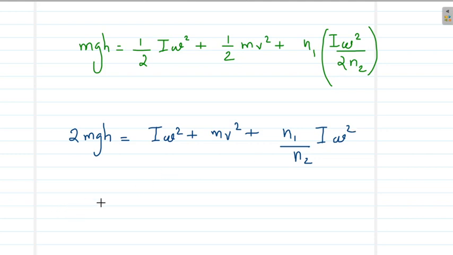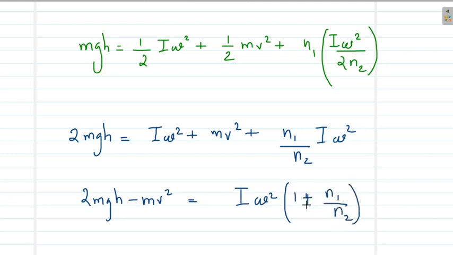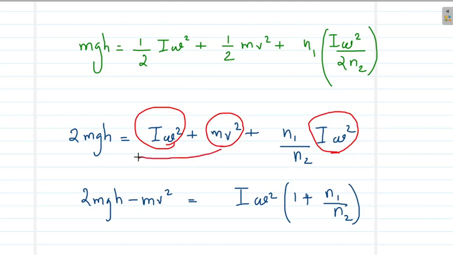Now let us modify this equation. So 2 mgh minus mv square is equal to I omega square into 1 plus N1 by N2. So here I have taken I omega square as common from this first term and the third term, and mv square is taken to the left hand side of this equation. Now let us substitute for velocity v here as v equal to r omega.